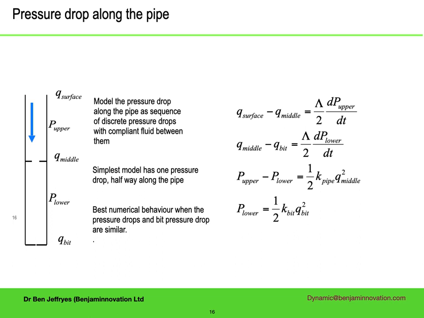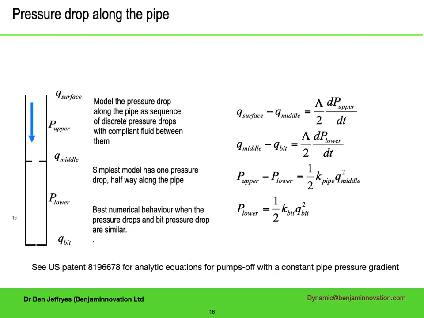The other simplifying approximation is to assume there is a constant pressure gradient along the pipe, and while general analytic approximations are not possible, it is still possible to calculate what happens when the pumps are turned off using a power series. When we do this for pumps off, the effect is to have a relatively short delay before the system asymptotes to a linear drop in flow rate with time. Some equations that describe this are in US Patent 8196678.